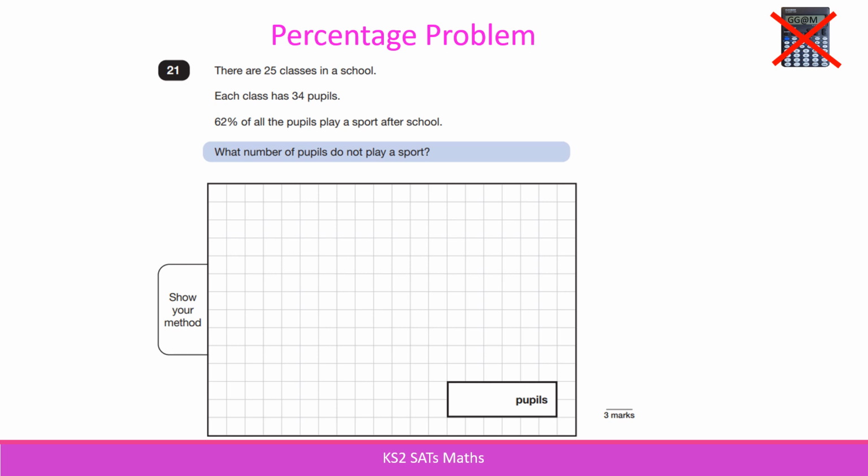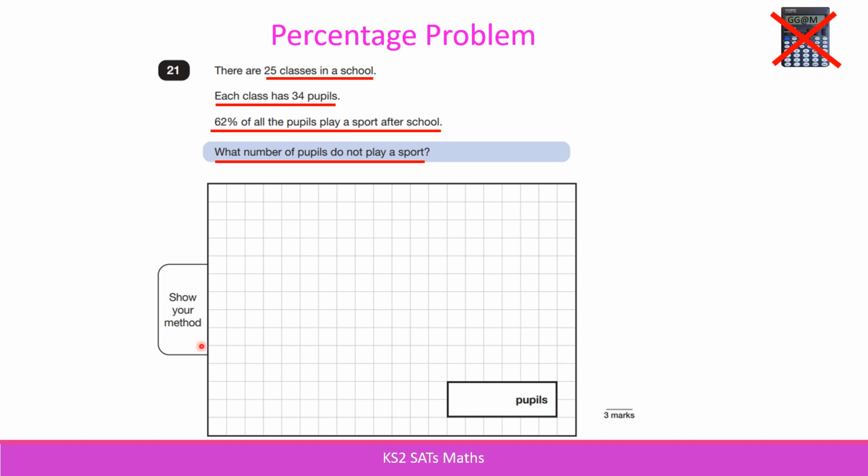This is a percentage problem. The keywords of the question are you're told that you've got 25 classes in a school and each class has 34 pupils. 62% of all the pupils play a sport after school, and you've got to work out what number of pupils do not play a sport. And this bit here, do not, is key because this is how many do, and you've got to work out how many do not play a sport.